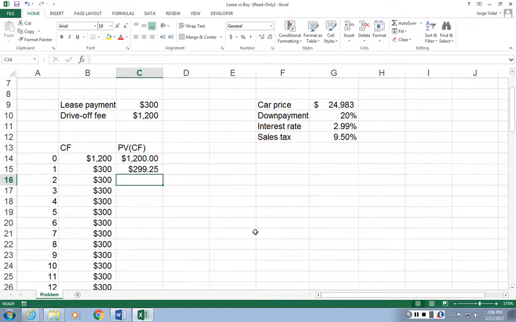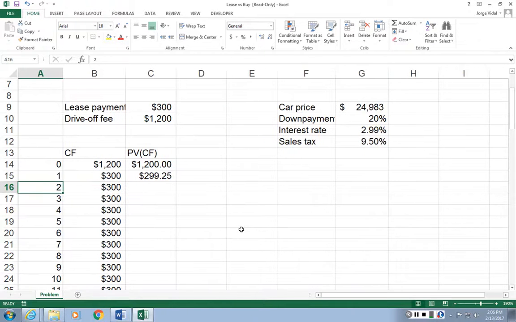And if you did it right, the present value of 1,200 will be 1,200. It's already in present value. And the next one will be 300. I mean, 299.25, the present value of that first payment. Are you getting something different?